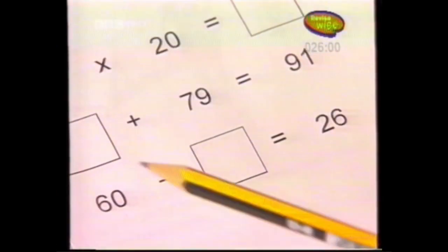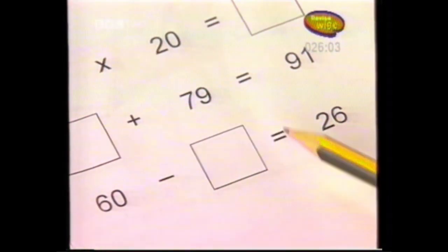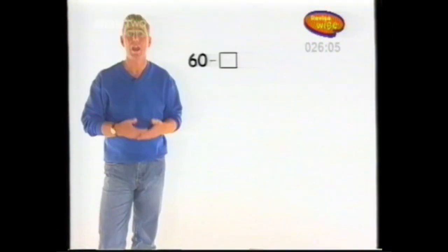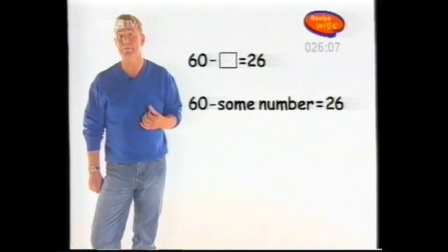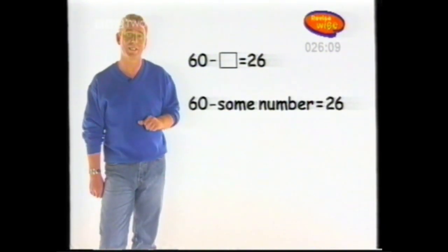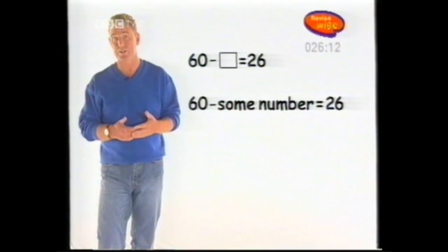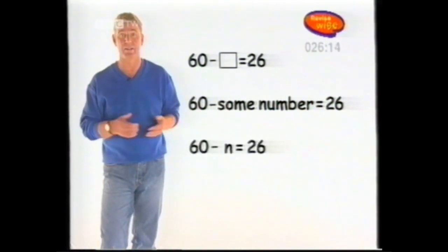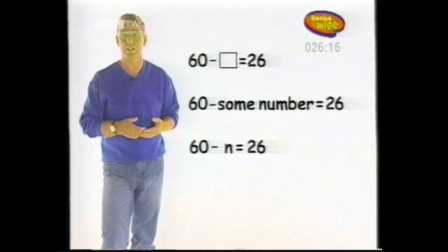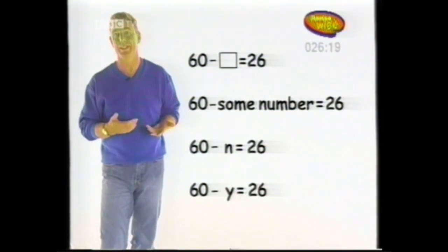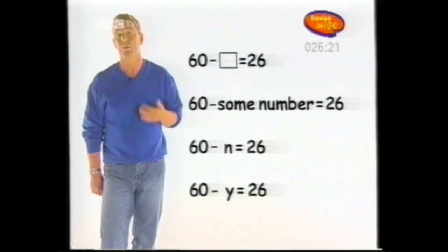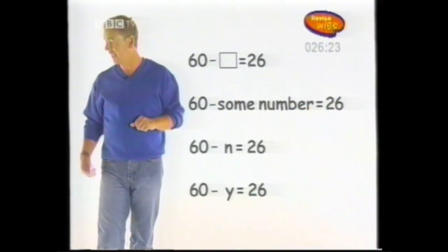A formula is some maths where the numbers are replaced by letters. Look at this missing number question. It says 60 take away something equals 26. We could write that as 60 minus some number equals 26. It would be shorter to write 60 minus n instead of some number. Or we could write 60 minus y equals 26. The maths would be exactly the same. Can you work out what y is?